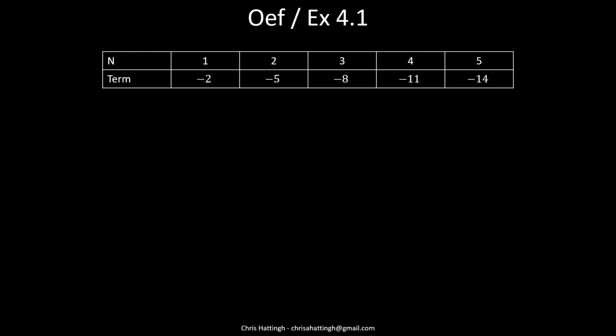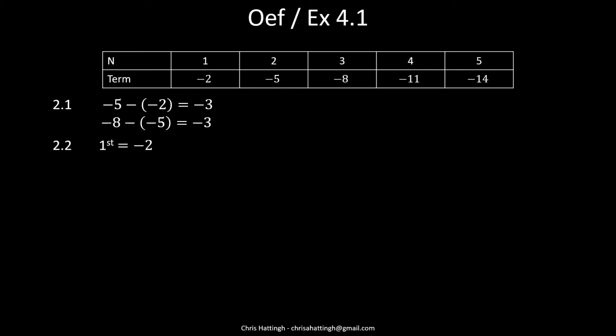Number 2. Write down the difference between consecutive terms. So you're going to take the second term, subtract the first term, gives you minus 3. Or take the third term, subtract the second term. So your difference between consecutive terms is minus 3. 2.2, they ask you to copy the following in your workbook and complete it.